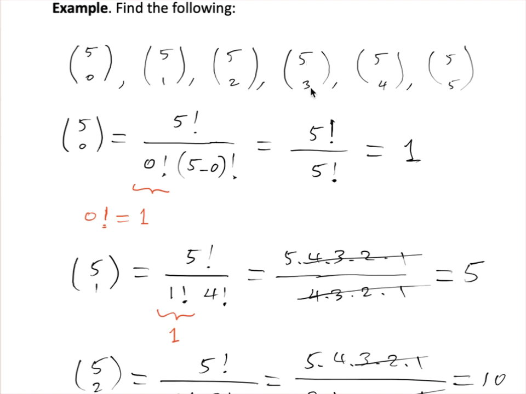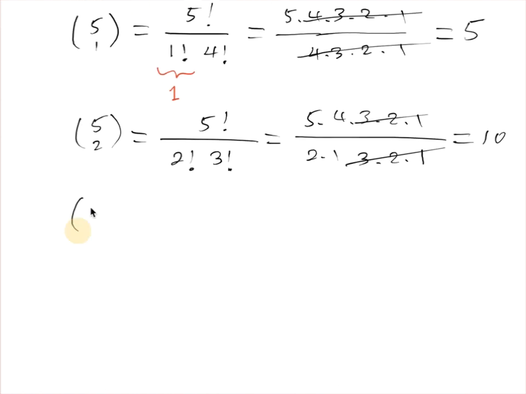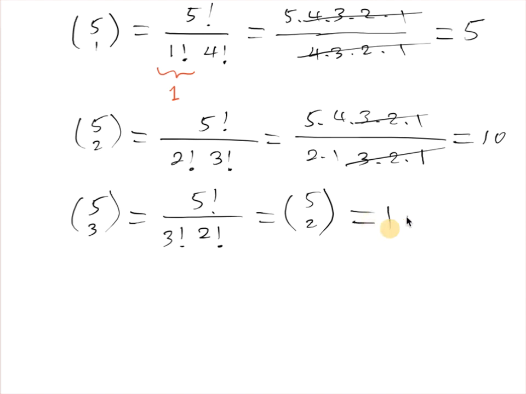The next one is 5 choose 3. So 5 choose 3 is 5 factorial over 3 factorial times 2 factorial. Notice that the 2 and the 3 are switched. The 2 factorial and 3 factorial are switched. So this is the same as 5 choose 2. And that we found is 10. You don't need to calculate this one because you already did the arithmetic for that and use symmetry.